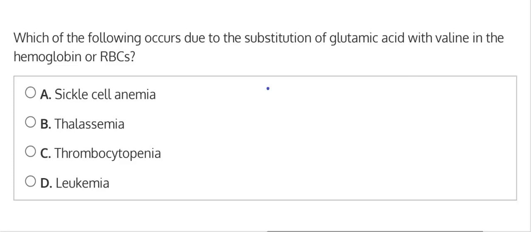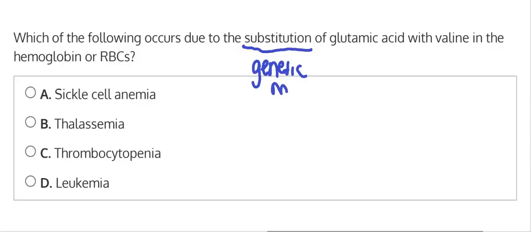Which of the following occurs due to the substitution of glutamic acid with valine in the hemoglobin or RBCs? So just to break down this question, before we look at the choices, note this term substitution. And when you hear substitution, you should be thinking of a genetic mutation.